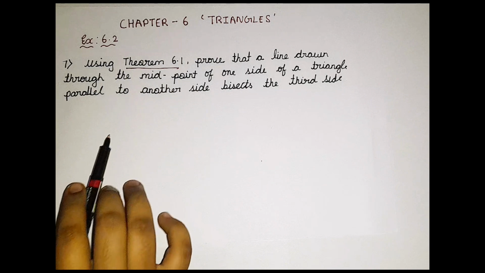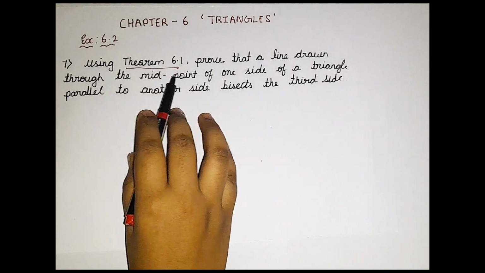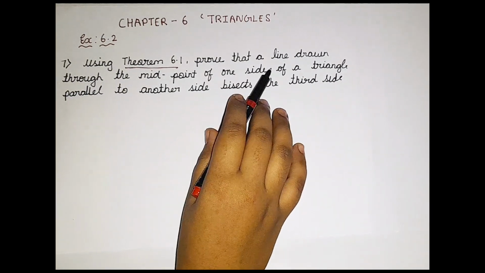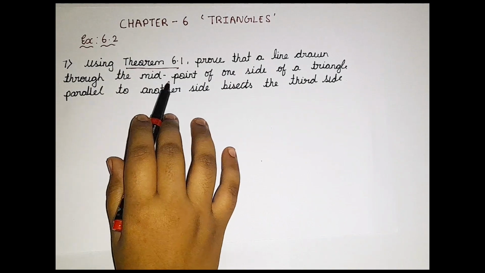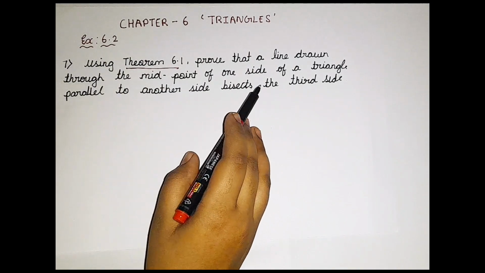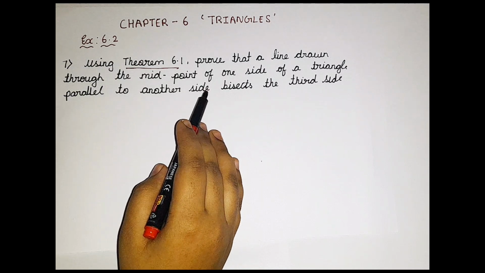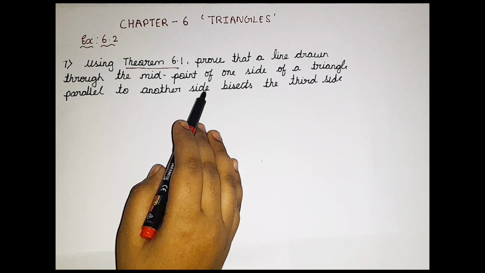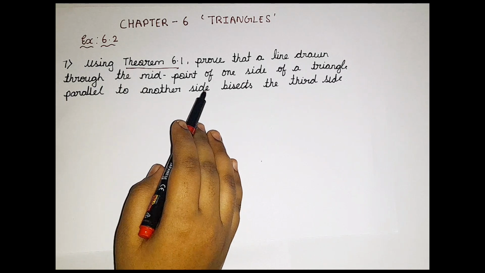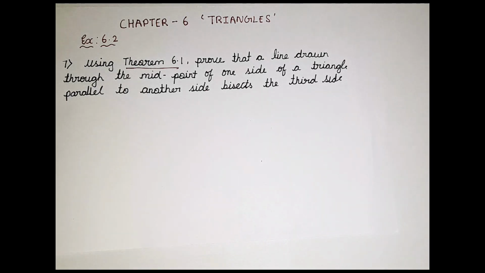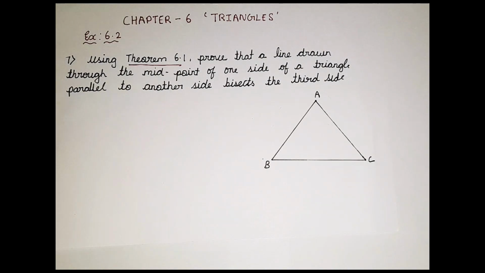Alright, by using this Theorem 6.1, we are supposed to prove a line which is drawn through the midpoint of one side of a triangle. To understand the statement, first we need a figure. That is a triangle. So we are supposed to draw one triangle right now. Okay, so now let us draw. So here is the triangle.